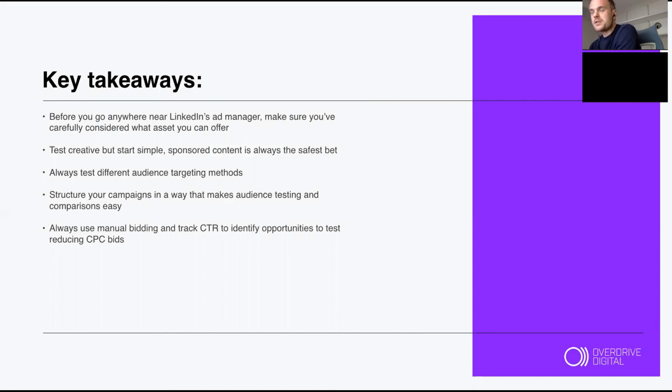Test different audience targeting methods. So even if you're on a low budget, just try testing two against each other, but always test because the differences can be fairly large between them. Structure your campaigns in a way that makes it easy to tell those results. And then always use manual bidding and track your CTR to see whether or not you're getting the good slots and how things are stabilizing before you start to test reducing those bids.